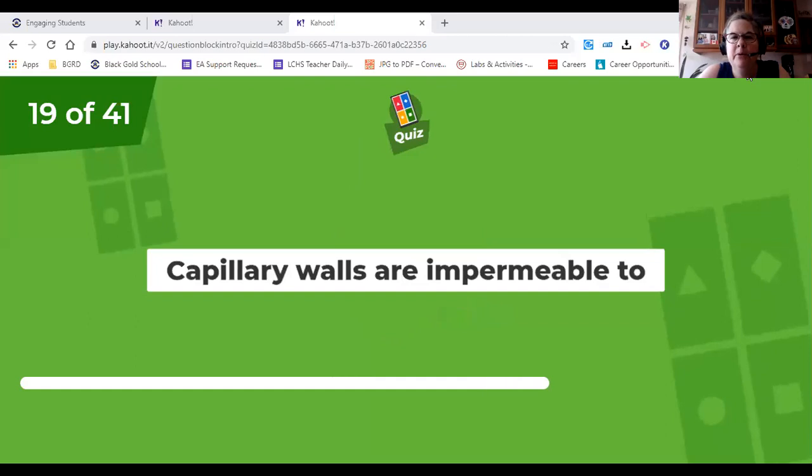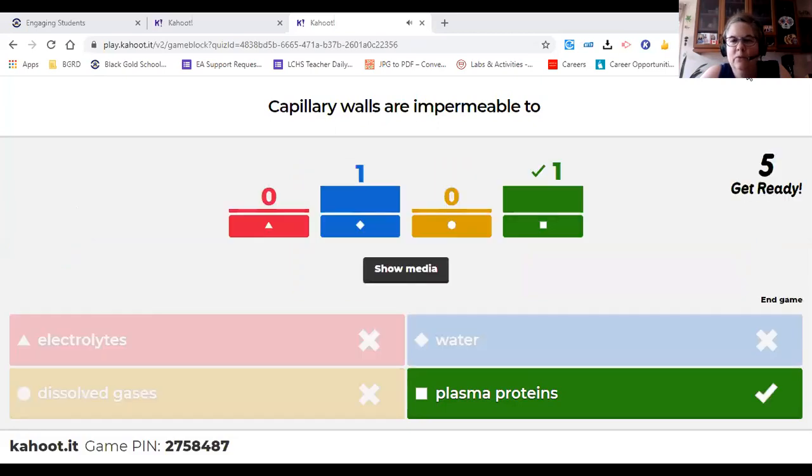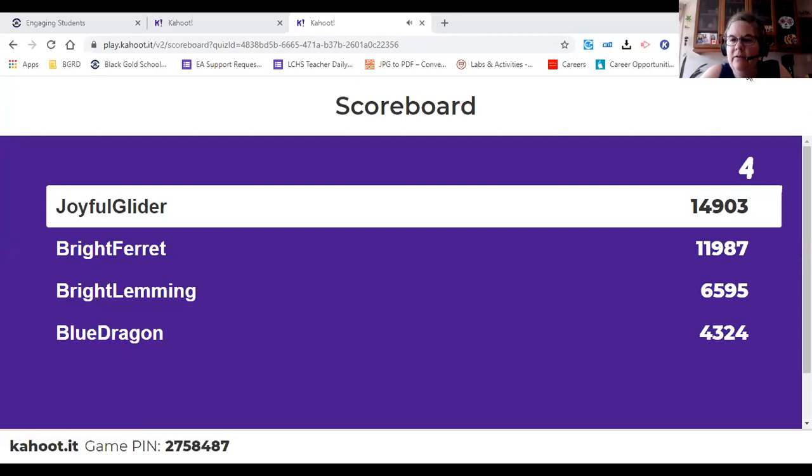Capillary walls are impermeable to electrolytes, dissolved gases, water, or plasma proteins. Ooh, plasma proteins is the right answer. Plasma proteins and blood cells can't make their way through the capillary. Way to go, Bright Lemming.